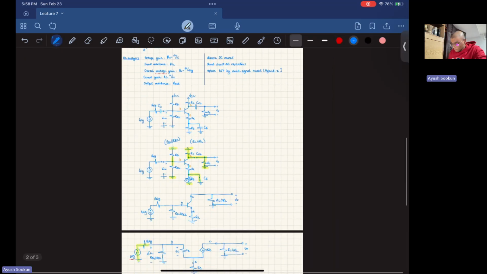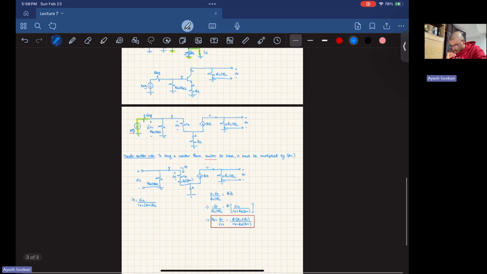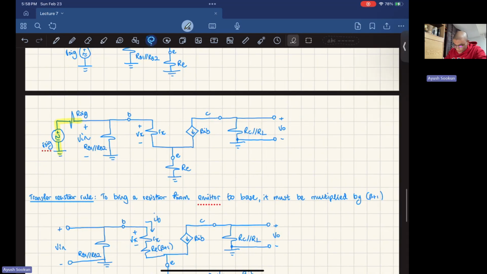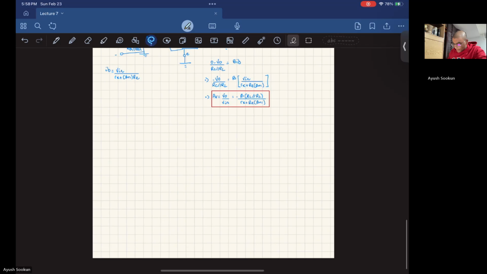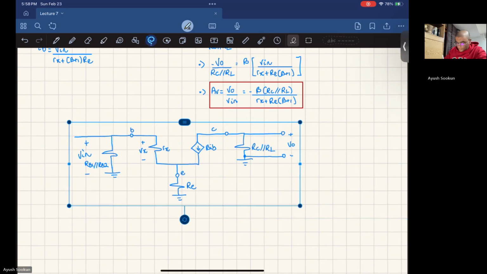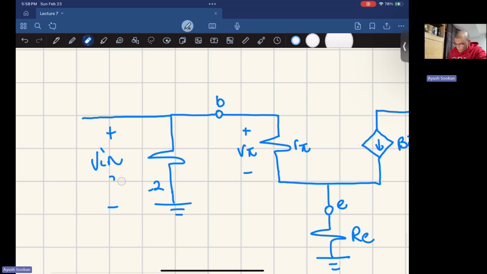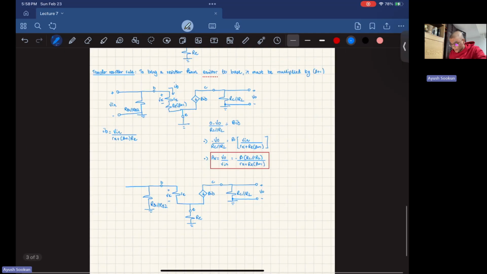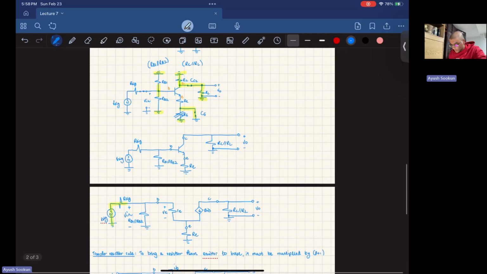Our circuit is still the same thing as here. I can still copy paste this thing, copy, and then paste. Now I'm just going to clean this thing up. RB1 parallel with RB2. So how do we find the input impedance or input resistance of the circuit?